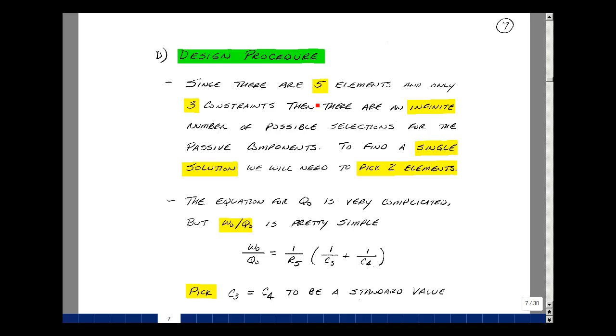Now we have 5 elements in our circuit. We have 3 resistors and 2 capacitors. But we only have 3 constraints. We have omega naught, H naught, and Q naught. To satisfy these 3 constraints with 5 elements, we have an infinite number of possible selections.